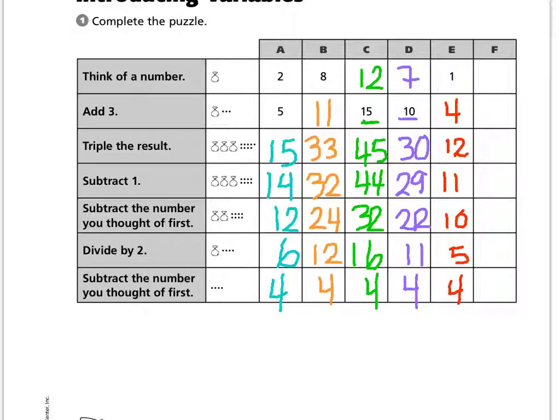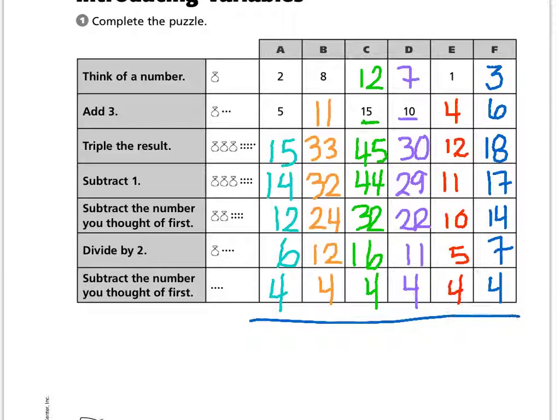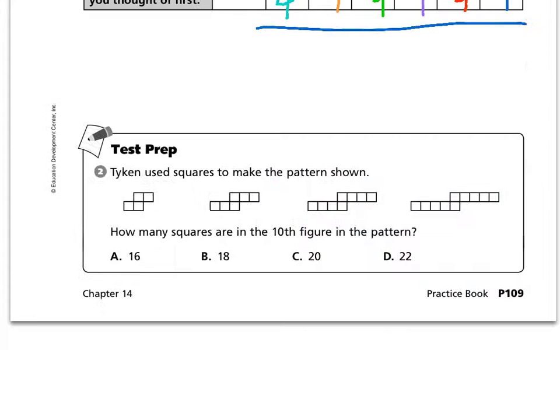This one, you get to think of your own numbers. So I'm going to think of 3. Add 3, I get 6. Triple the results and I'm going to get 18. Subtract 1 is 17. Subtract the number that I thought of first is 14. Divide by 2 is 7. Subtract 3 from 7 and I get 4. You can see that there's a pattern to this game.